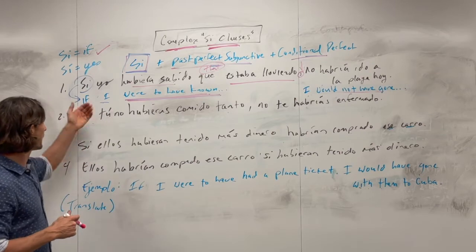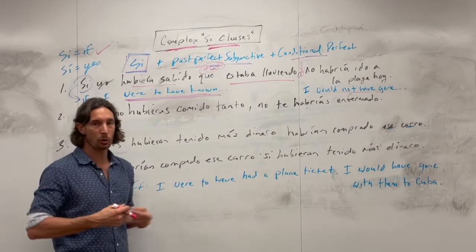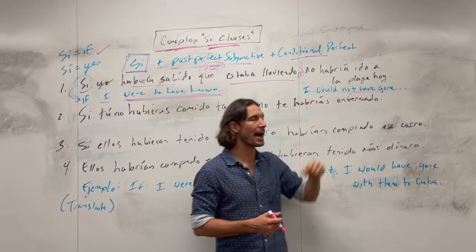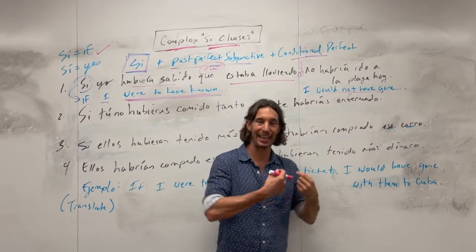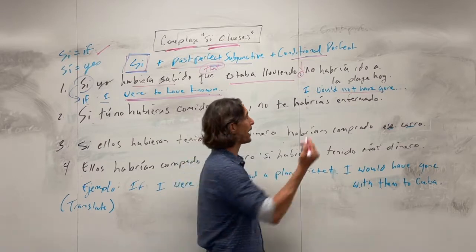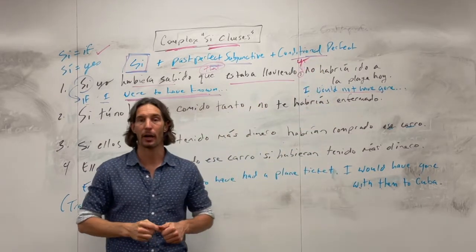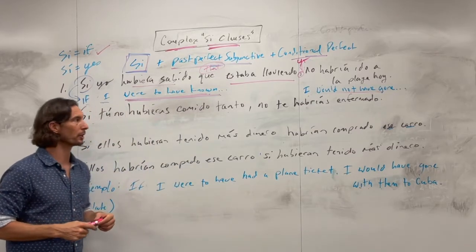And so, again, if I were to have known, si yo hubiera sabido, and then on the back end here, I would not have gone. No habría ido a la playa. Now, you could put yo there if you want. Yo no habría ido, if you want. You don't have to, but if you want, you can certainly do that.